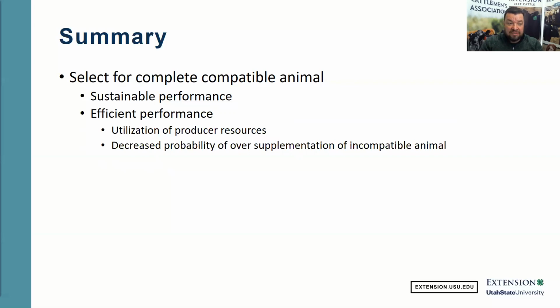Now, to summarize what we just talked about, we need to select for that compatible animal. Remember, multiple trait selection. We're looking for sustained performance. We're looking for longevity. We're looking for efficient performance. We want animals that are going to utilize our production resources, and we want to decrease the probability of over-supplementing an incompatible animal, meaning an animal that's fluctuating a lot in body condition score and might be increasing calving intervals as well.